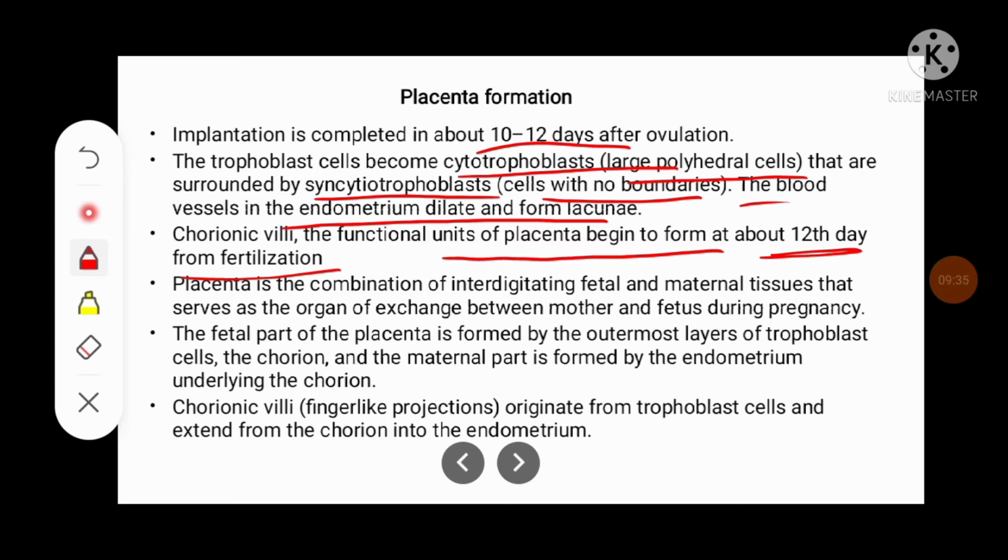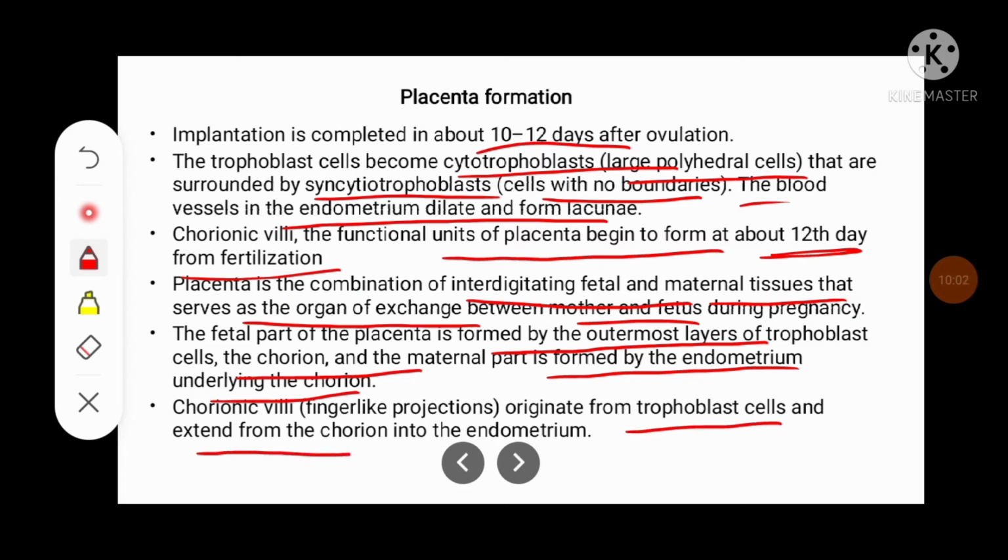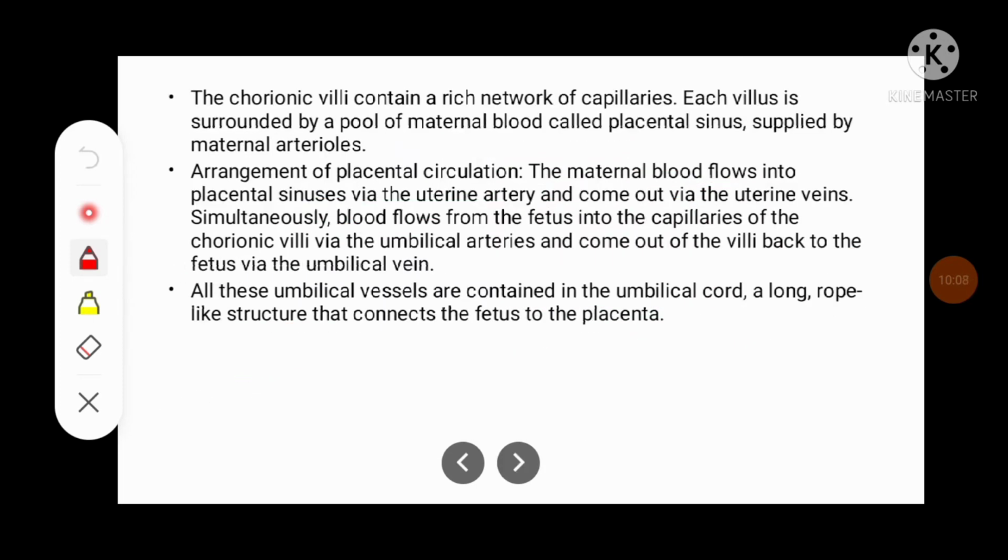Placenta is a combination of interdigitating fetal and maternal tissue that serves as an organ of exchange between mother and fetus during pregnancy. The fetal part of the placenta is formed by the outermost layer of trophoblast cells, the chorion, and the maternal part is formed by the endometrium underlying the chorion. Chorionic villi, that is finger-like projections, originate from the trophoblast cells and extend from the chorion into the endometrium. The chorionic villi contain a rich network of capillaries. Each villus is surrounded by a pool of maternal blood called placental sinus, supplied by the maternal arterioles.